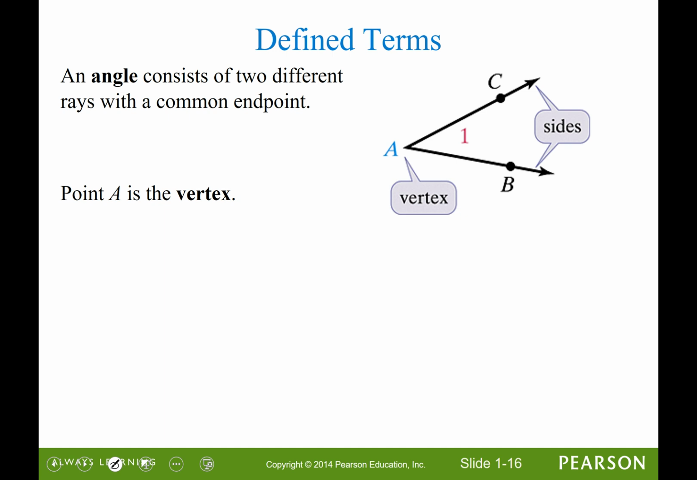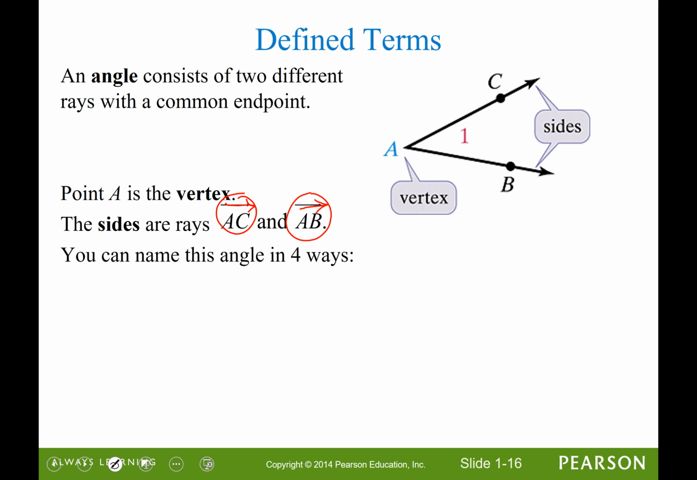Point A, we call the vertex. That is that common endpoint of the two rays. The sides are the rays AC and AB for this particular angle. Notice when we name the rays, they both start at the letter A, and the arrow on the symbol above is over the C and the B, not over the A.